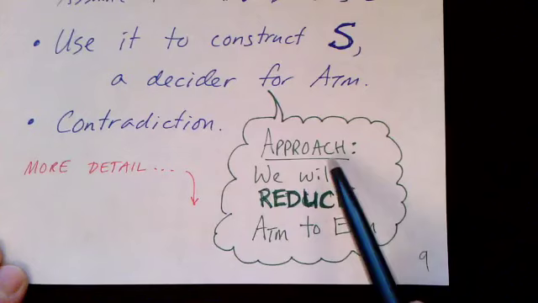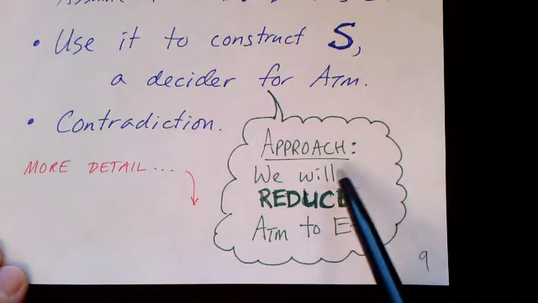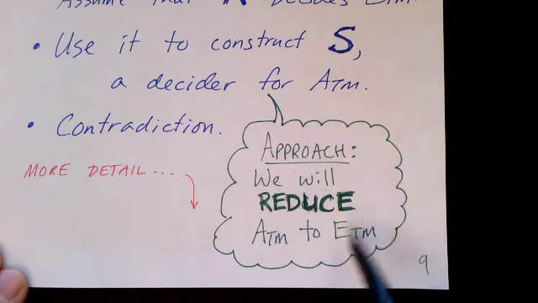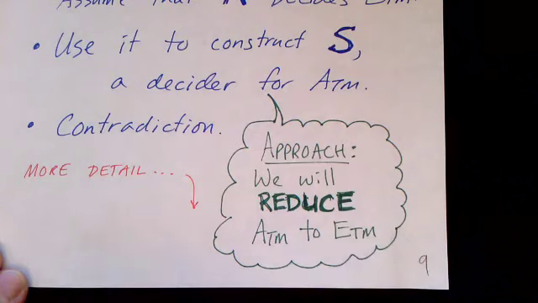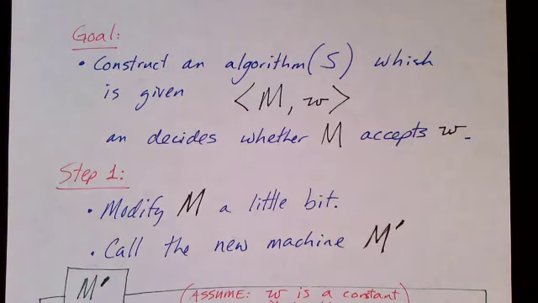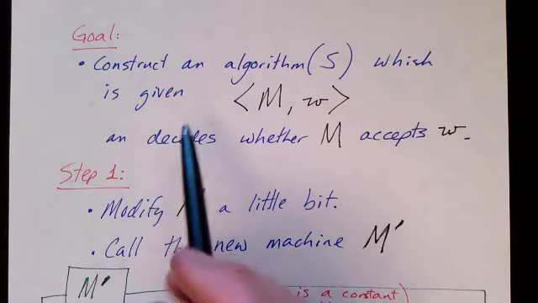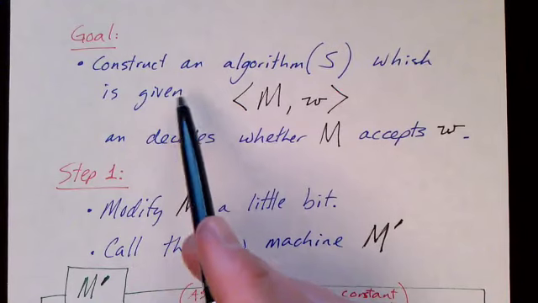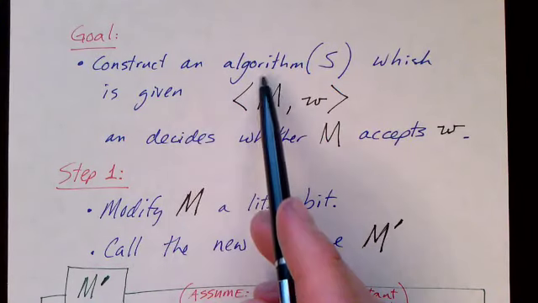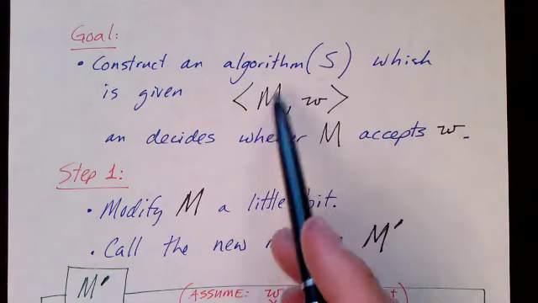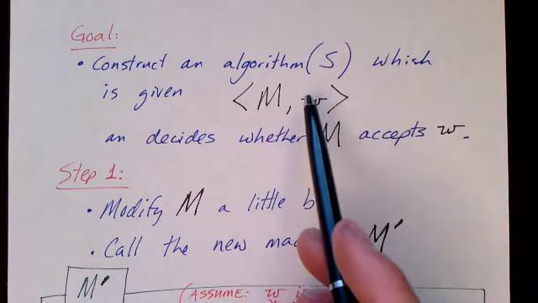Okay, so what we're going to do is reduce the acceptance problem for Turing machines to the emptiness problem for Turing machines. So this is an outline, and now let's look at the whole proof in more detail. It's easy to get lost in this, but remember what we're doing. We're trying to construct an algorithm which will decide the acceptance problem for Turing machines.